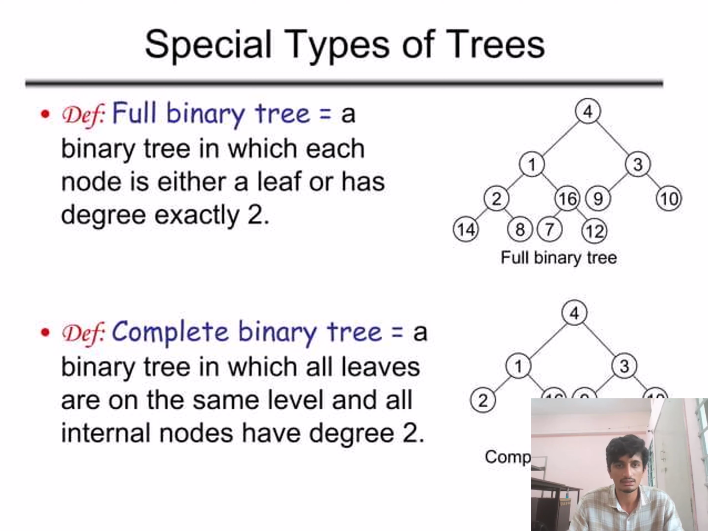And another is the complete binary tree, a binary tree in which all leaves are on the same level and the internal nodes have degree 2. Like 4 has 1 and 3, and 1 has 2 and 10, which is a complete binary tree.